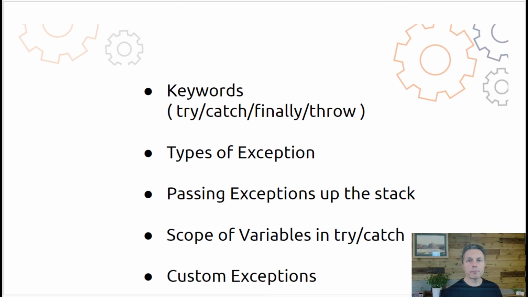So in this video then we've looked at the keywords you need to understand when dealing with exceptions. That's try, catch, finally and throw. We've looked at the different types of exceptions that you might encounter. We've explained how you can pass those exceptions up the stack from different methods that you're calling. And then we had a quick look at the scope of variables in the try catch block. And we finished off with a quick look at custom exceptions to see how you can create your own custom exceptions and throw those exceptions.